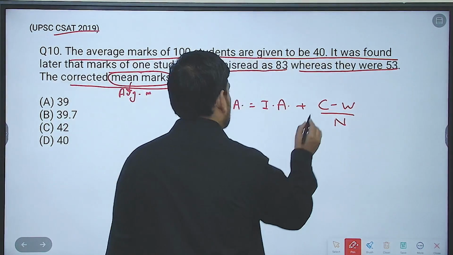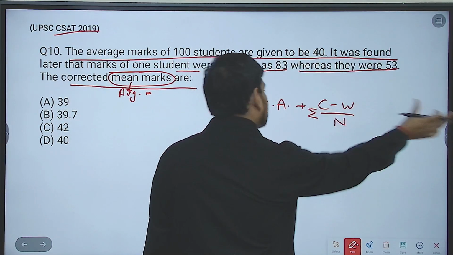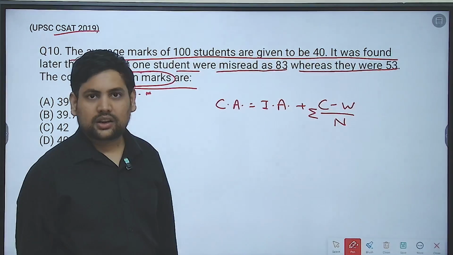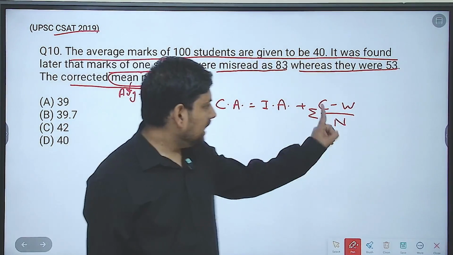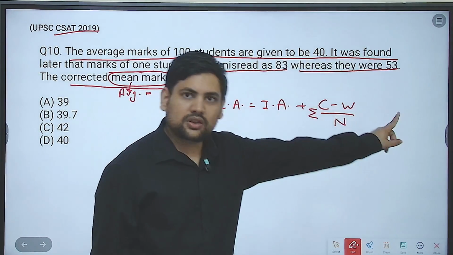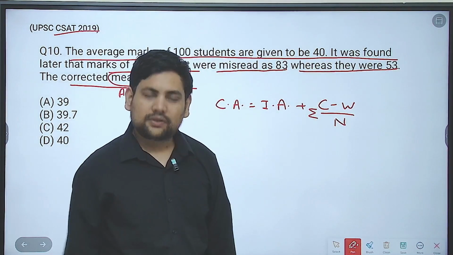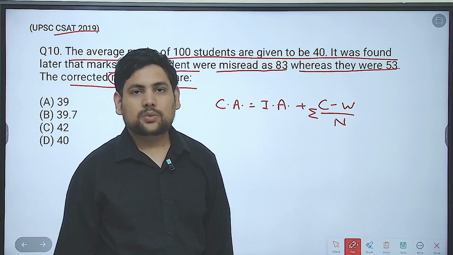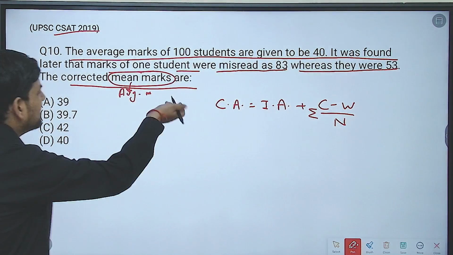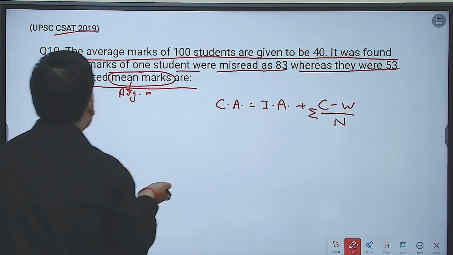Now this is actually a summation. That means you can have many more correct-incorrect pairs. So the same thing you will do: write the correct one, then the wrong one, correct one, wrong one, like that for each observation. Now let's try this. This is easy now. Corrected average I have to find.